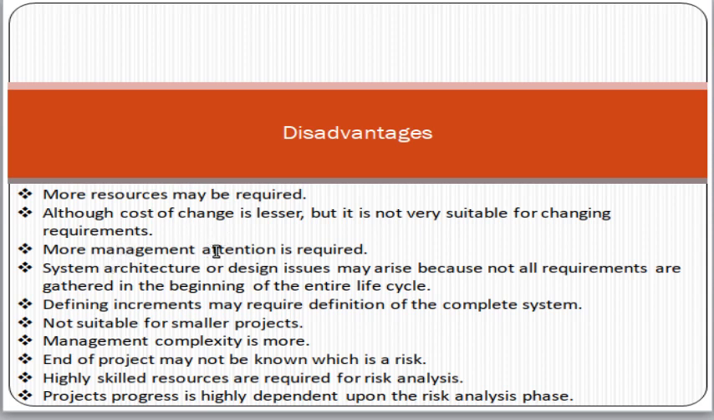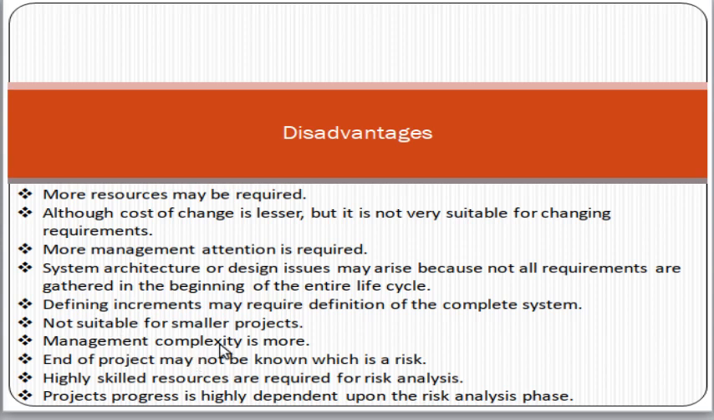More management attention is required because it requires lots of effort, customer communication, and customer management, so more management is required in these types of projects. System architecture design issues may arise because not all requirements are gathered at the beginning of the entire life cycle. So major changes can occur in the architecture or design of a project. Why? Because the complete project's requirements are not finalized at the earliest stage of a project. Defining increments may require definition of the complete system. For example, if there is any change in the project, it may require major changes in the complete system as well. Not suitable for small projects.